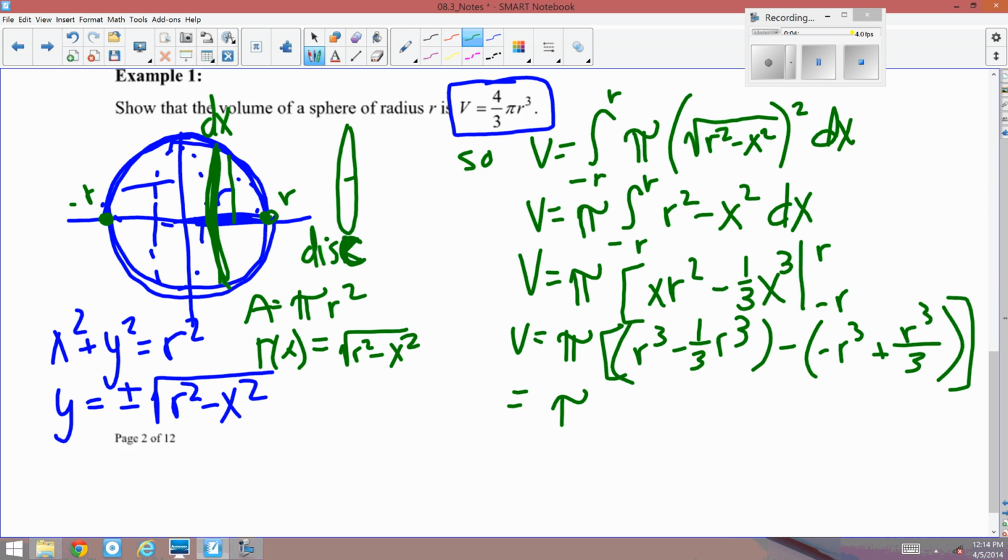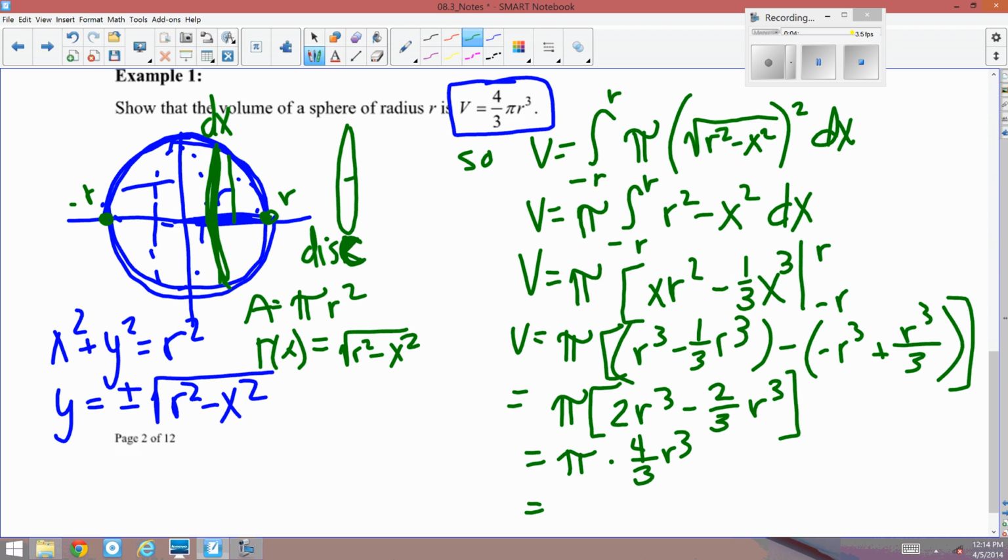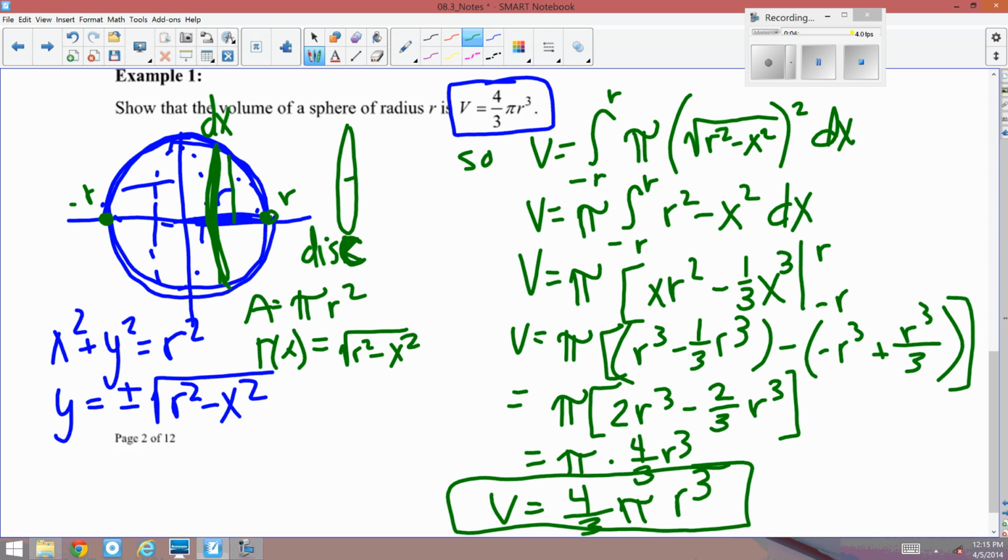Keep simplifying here, so we get r cubed plus r cubed, so we get 2r cubed minus 2/3 r cubed. 2 minus 2/3 would be 4/3. So we have pi times 4/3 r cubed. So we get 4/3 pi r cubed, which is exactly what we know the formula as. So this is where it came from.